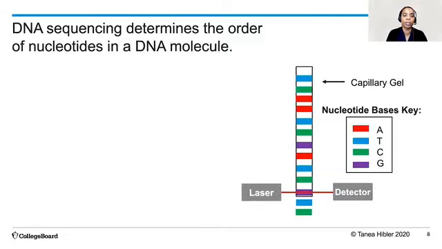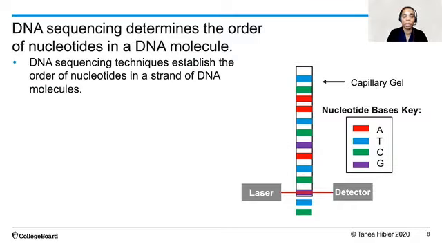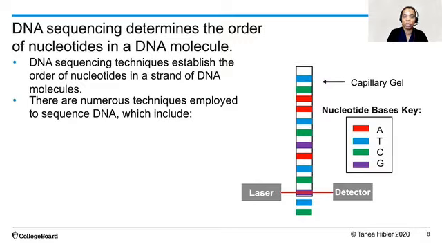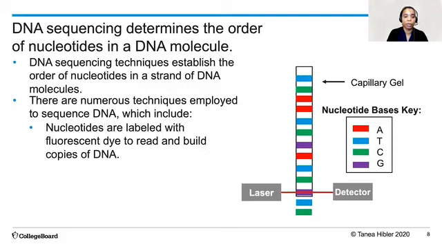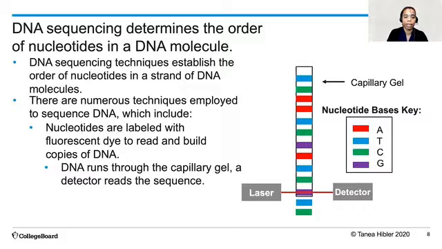DNA sequencing determines the order of nucleotides in a DNA molecule. With the technology that we have available now, we have many ways that we can do this. These techniques establish the order of nucleotides in a strand of DNA. There are numerous techniques employed to sequence DNA, but this includes nucleotides being labeled with fluorescent dye to read and build copies of DNA. DNA runs through a capillary gel, and a detector will read the sequence.